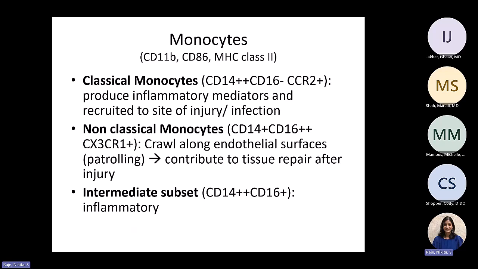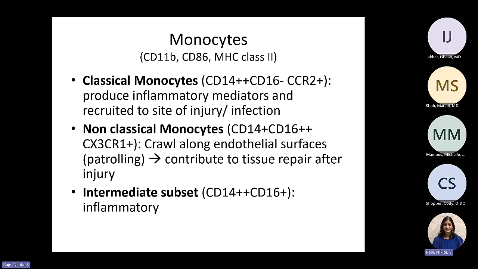So keeping these in mind, these are the cells that are identified by these cell markers, but they also have some cell markers that help us differentiate various subcategories of monocytes. The classical monocytes that we talked about are CD14 strongly positive, CD16 negative, CCR2 positive. These produce inflammatory mediators and are recruited to the site of injury and infection.